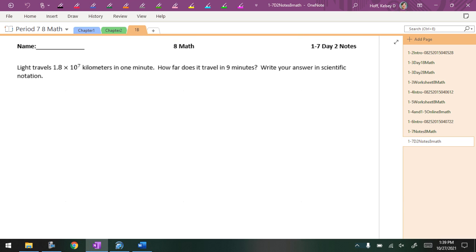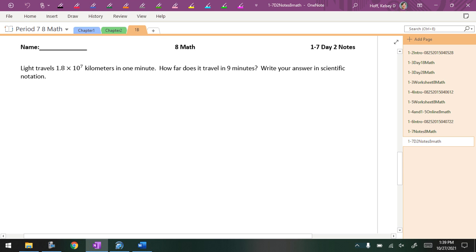Light travels 1.8 times 10 to the 7th kilometers in 1 minute. How far does it travel in 9 minutes? Write your answer in scientific notation. So here's what it is in 1 minute, but I need 9 of them.